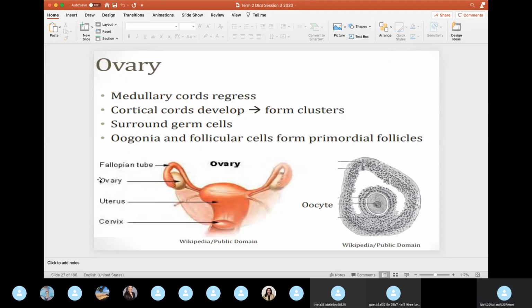Okay? How about the ovary? In the ovary, the medullary cord regresses, the cortical cords develop, and they form clusters. The ovary is surrounded by your germ cells. Here you can have the oogonia and follicular cells. They form primordial follicles in your ovary. And we're going to talk about the meiosis of your oocyte later.